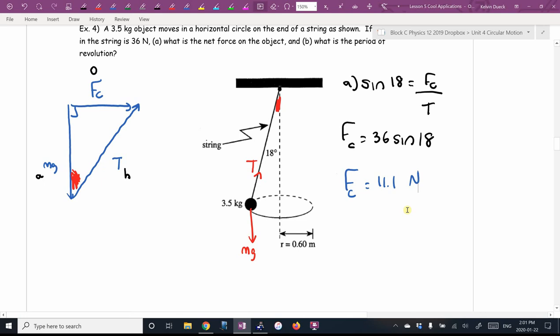Cool. James, what does B want me to find? Yeah, we're back now. Mr. Dueck, did you pick on me because I was going through a whole bunch of pages? No, please, never do that. Sorry, what was that? The period, which is not quite the same as total time. But yeah, I know what you mean.